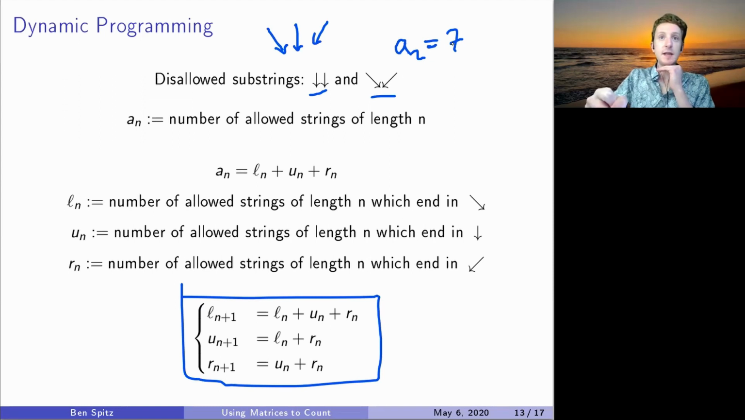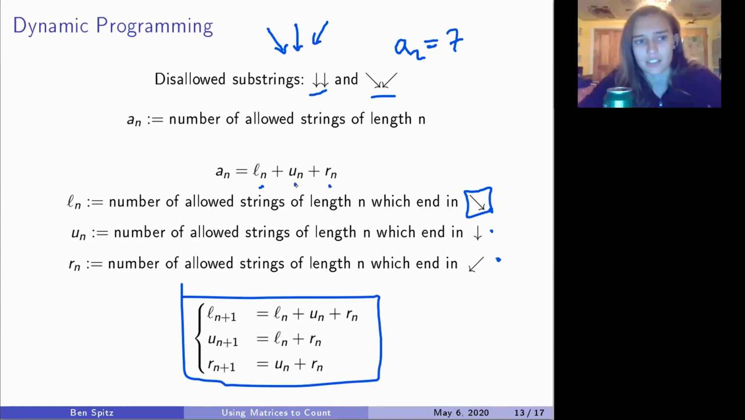And the idea is, A_n is the number of allowed strings of length n. Any allowed string of length n ends in exactly one of the symbols, right? So either it ends with this symbol, or this symbol, or this symbol. L_n is just counting how many allowed strings end in this particular symbol as opposed to something else. Because every string ends in exactly one symbol, if I add up these 3 numbers, I get the total number of allowed strings. Okay, I see. Thank you.